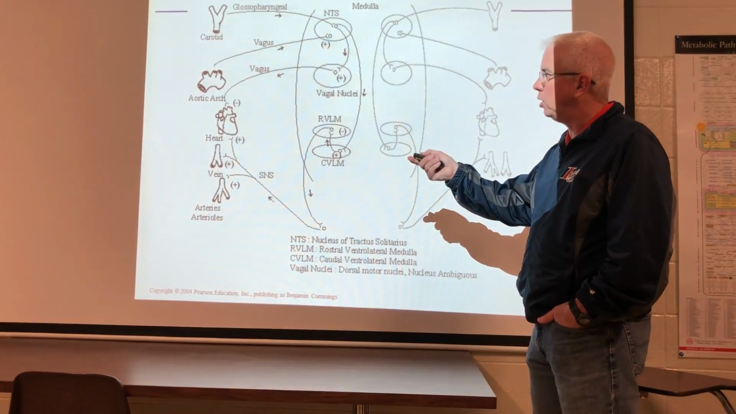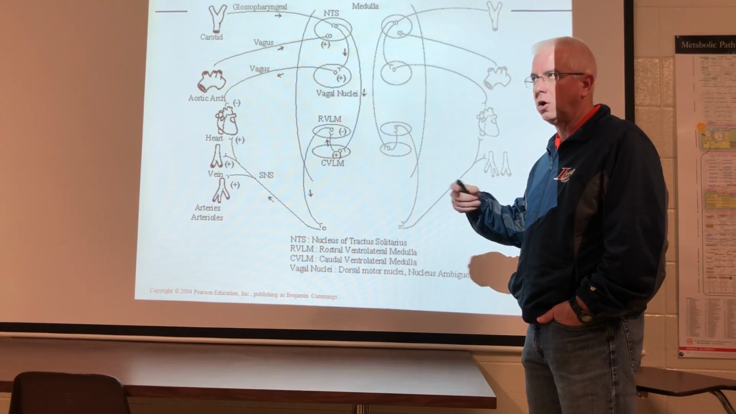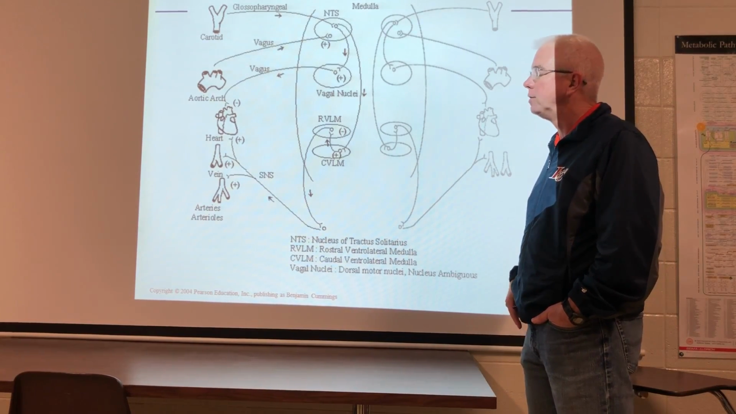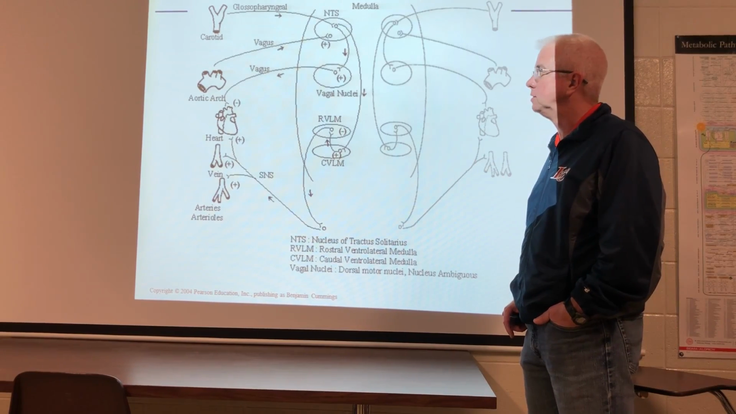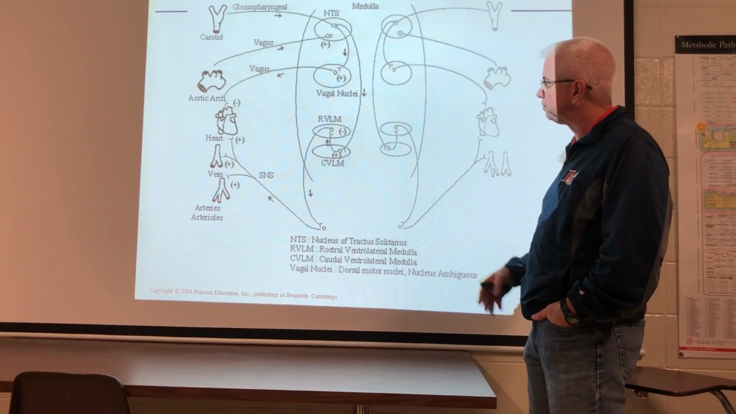So there is both sensory and motor. There are both sensory and motor pieces of information on the same nerve, autonomic sensory and autonomic motor. And they're connected directly to the medulla.